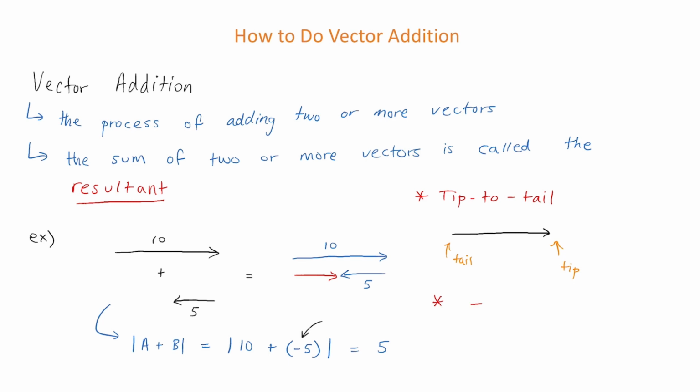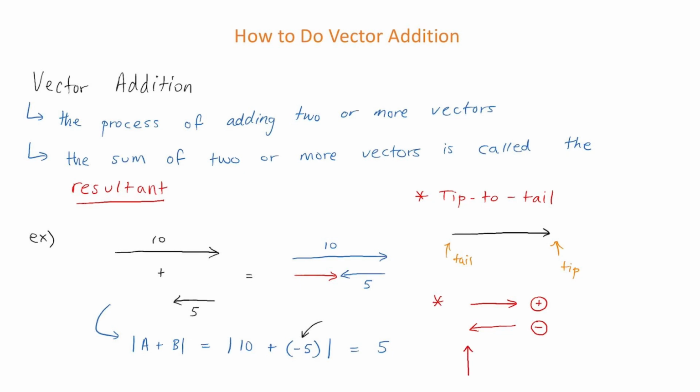When we're representing vectors with numbers, we need to give that number the correct sign. So if the vector is directed to the right, it would be represented with a positive number. If the vector is directed to the left, it would be represented by a negative number. The negative indicates that the vector is pointed to the left.